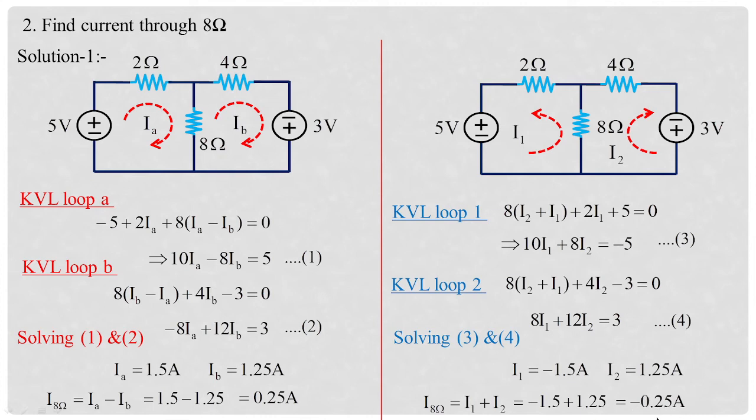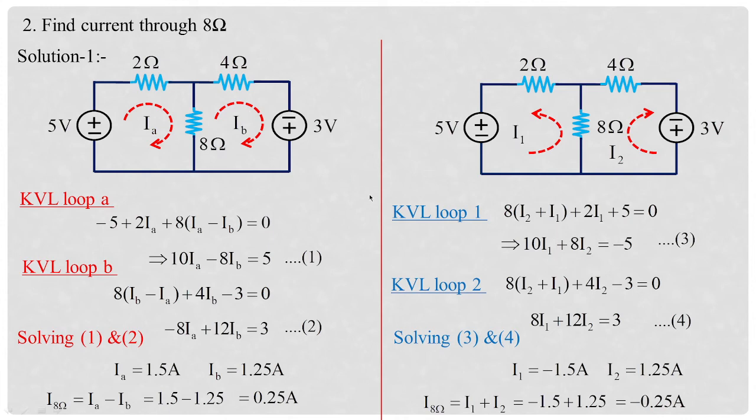Now you check these two results. Check the magnitude of the currents. Magnitude of the current is the same. Only the direction of the current is changed, because the direction of the loop currents we have changed. So that is why we got the negative symbol. So the magnitude of the current is not going to change. Only the direction of the current is going to change based upon the loop you select, whether you select clockwise or anti-clockwise. So this is how you solve this problem.